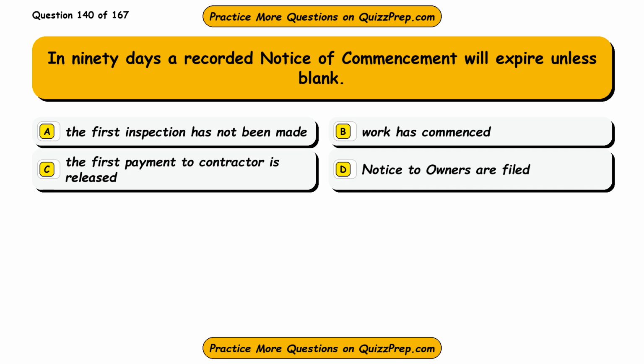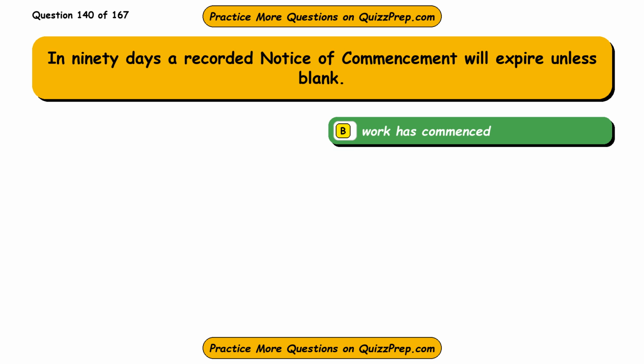Option A, the first inspection has not been made. Option B, work has commenced. Option C, the first payment to contractor is released. Option D, notice to owners are filed. The correct answer is option B, work has commenced.